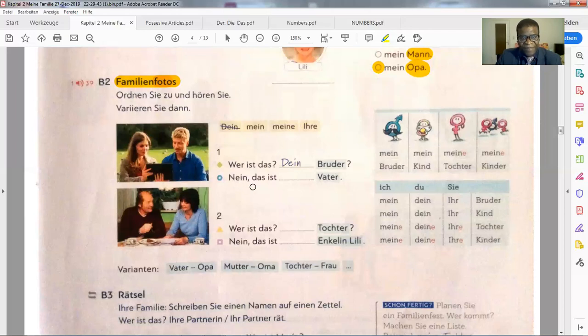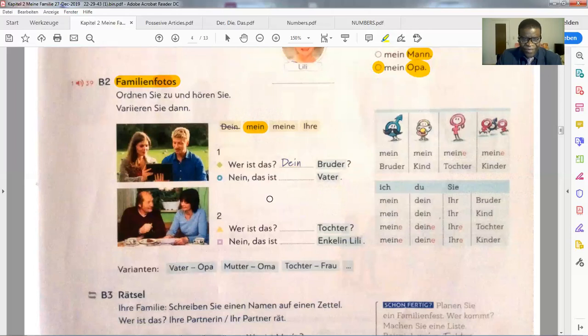Das ist mein Vater. No, this is my father. So, are you going to take mein or you're going to take meine? Makes sense out of it. We are talking about masculine also. So it's going to be mein Vater. Simple. German made easy.